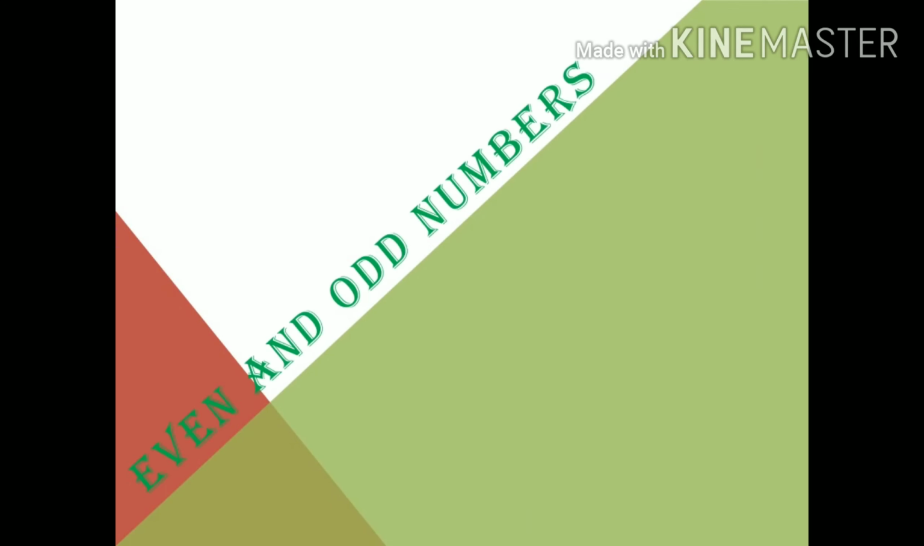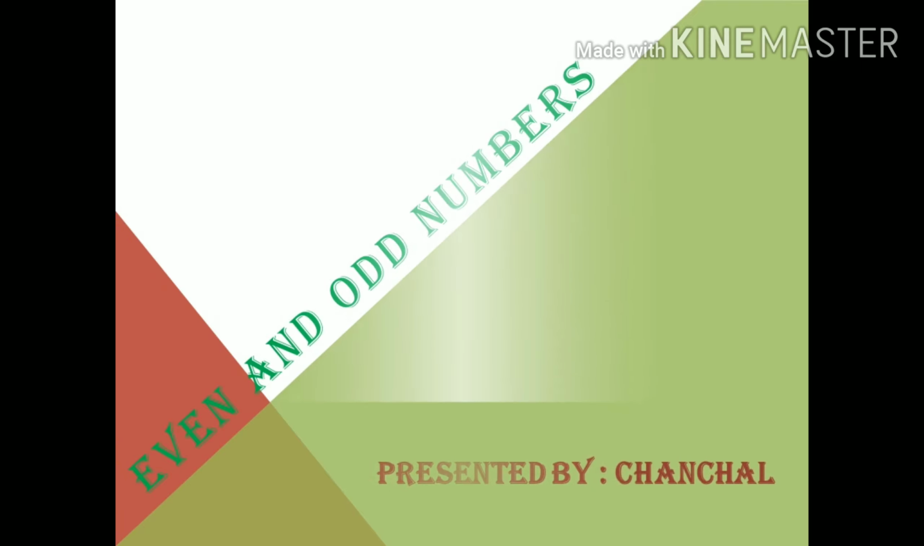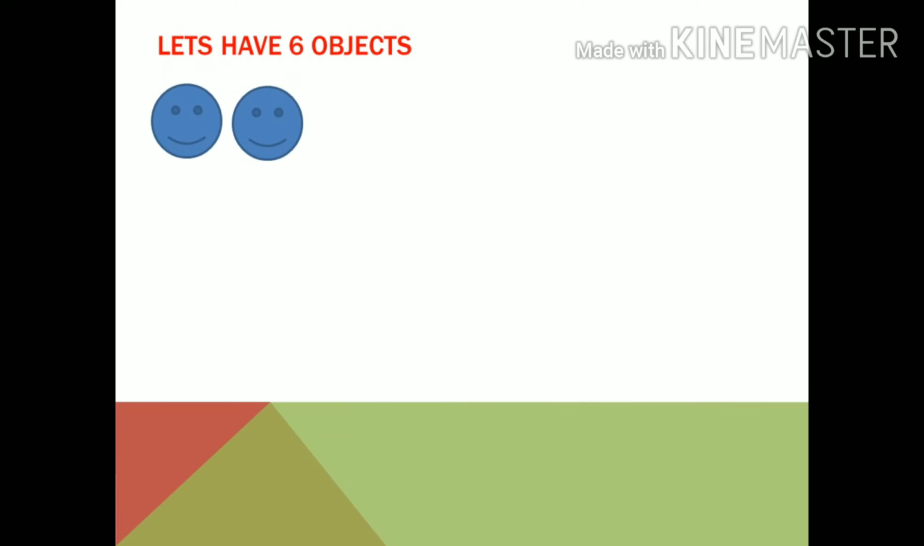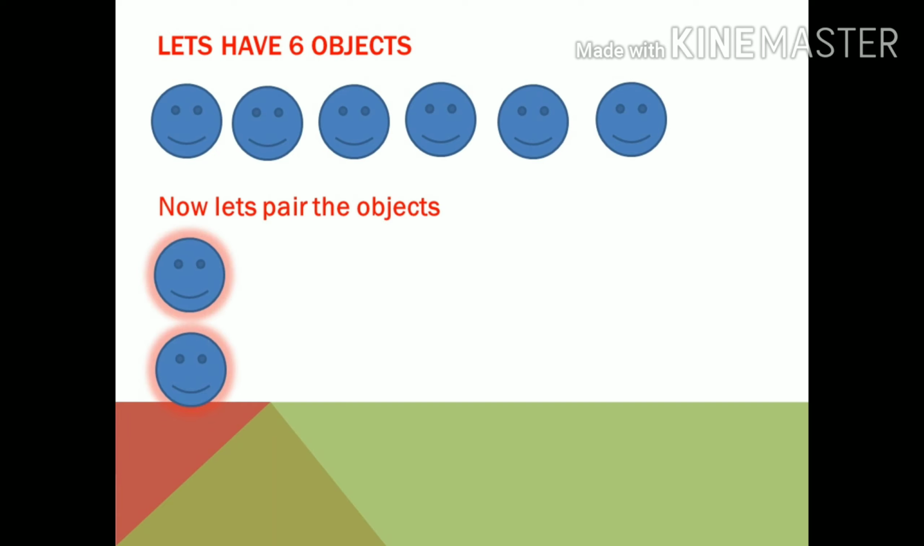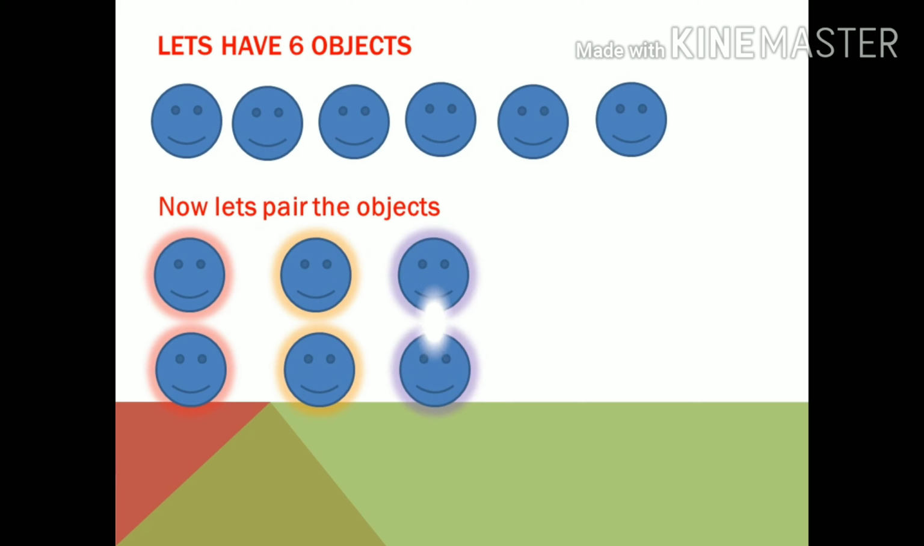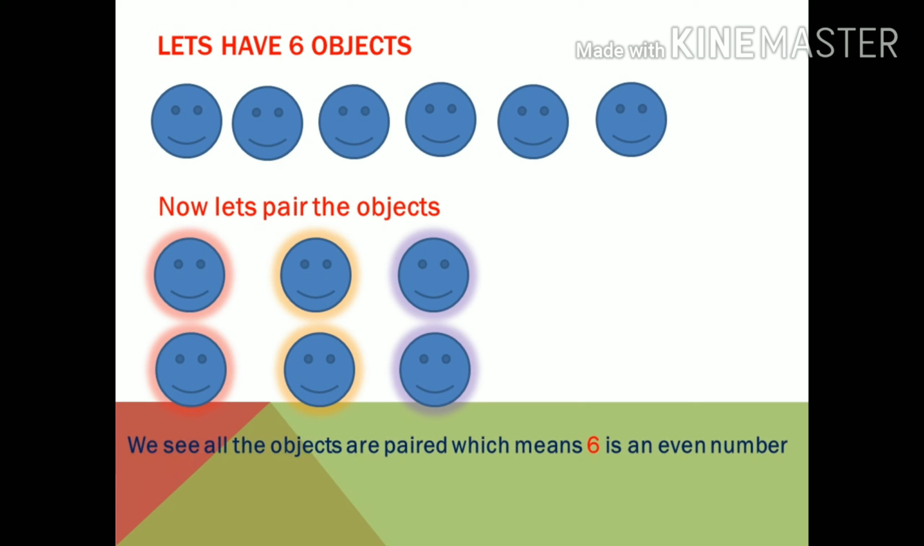Children, today we will learn about even and odd numbers and how to identify them. Let's have 6 objects: 1, 2, 3, 4, 5, 6. Now let's pair these objects. 1 pair, 2 pairs, 3 pairs. We see all the objects are paired, which means 6 is an even number.